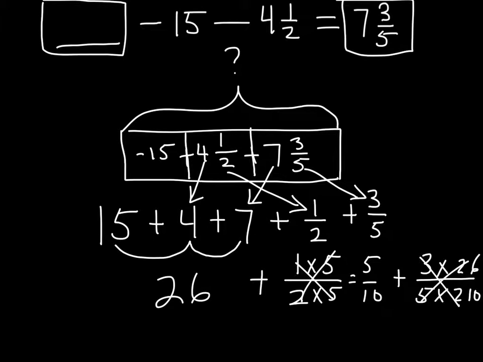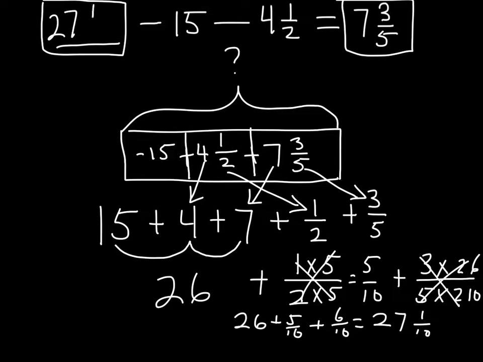Oops, and I'm running out of space. So I've got 26 plus 5/10 plus 6/10. And of course 5/10 plus 6/10 is 11/10, so that's going to give me one more whole to make 27, and I'll have 1/10 left over. So 27 and 1/10 minus 15 minus 4.5 equals 7 3/5.